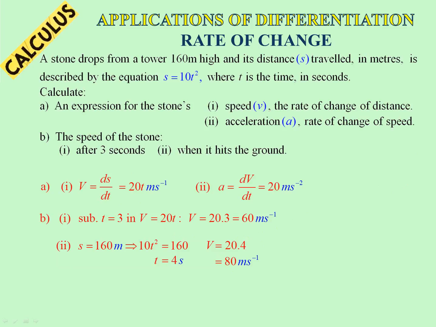Per means divide. So meters per second means meters divided by second. So we're just writing it with a negative exponent. This is the way it's usually written.